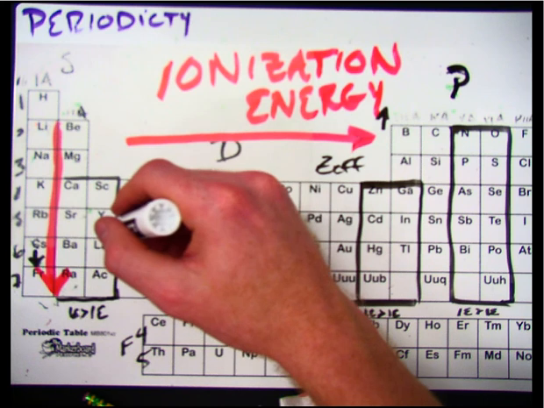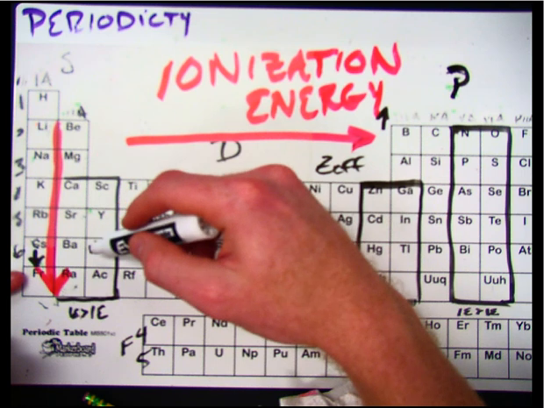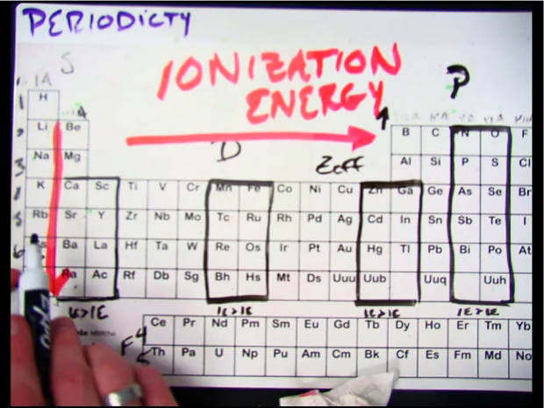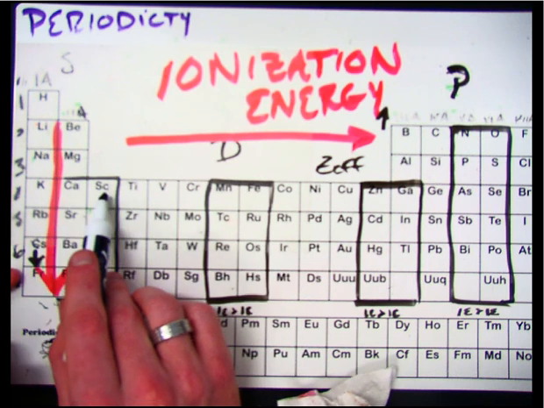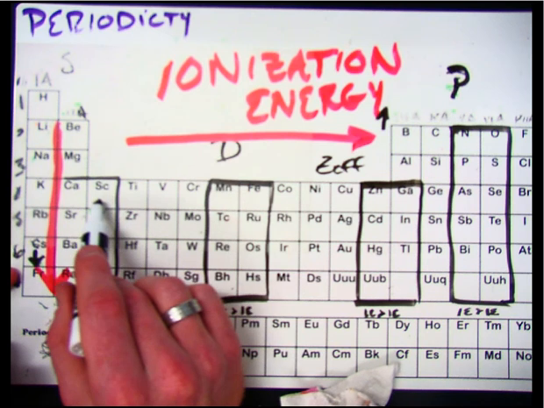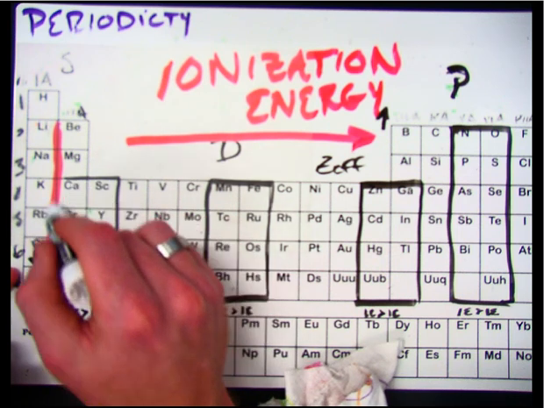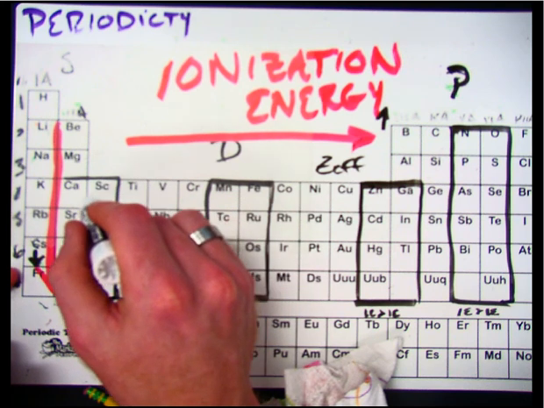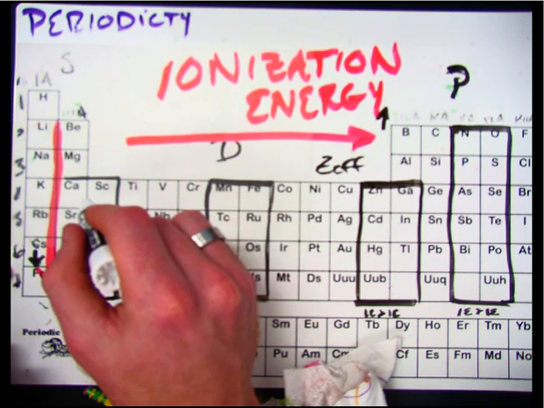If we go from an S to a D, and we're asked why there is a drop in ionization energy here, let's take calcium and scandium into consideration. Calcium would be 4s2, and then scandium would be 4s2, 3d1. That 3d is actually closer to the nucleus, penetrated closer than this 4s, and therefore this has more energy and can be removed easier. That 3d electron can be removed easier.